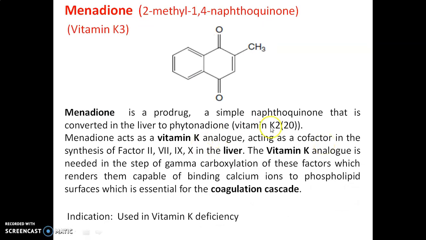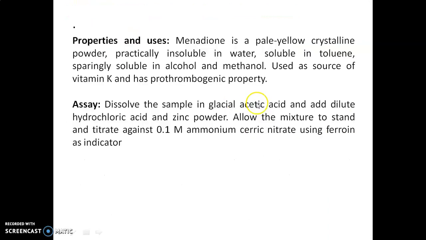Now third is menadione. Menadione is a prodrug, a simple naphthoquinone that is converted in the liver to phytonadione. Menadione acts as a vitamin K analog, acting as a cofactor in the synthesis of factors 2, 7, 9, 10 in the liver. The vitamin K analog is needed in the step of gamma carboxylation of these factors, which renders them capable of binding calcium ions to phospholipid surfaces, which is essential for the coagulation cascade. It is used in vitamin K deficiency. Menadione is also called vitamin K3.